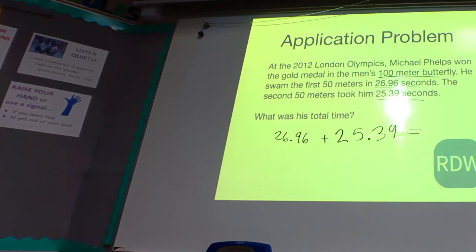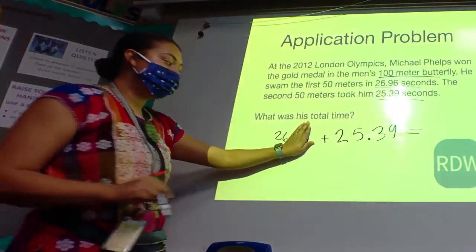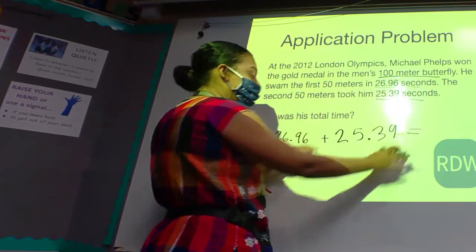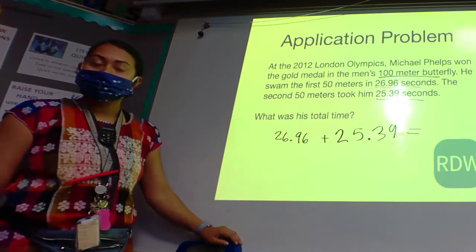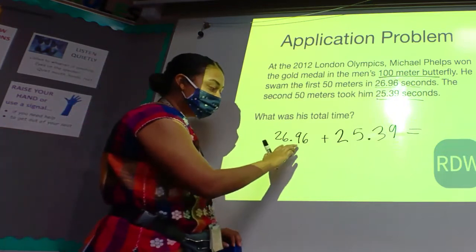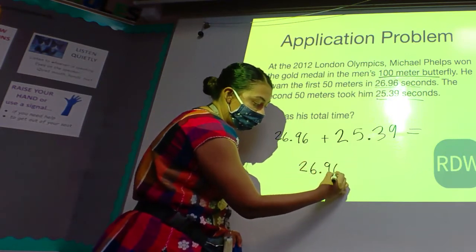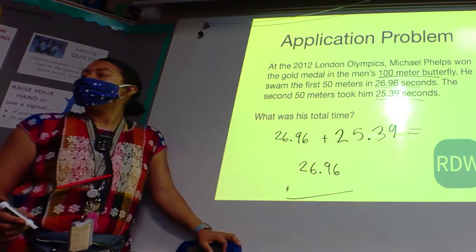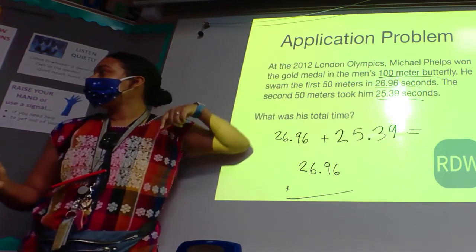Okay, so now we just need to add, right? If we didn't have the decimals, we would just have 26 seconds plus 25 seconds, right? But we have our tenths and hundredths, so we need to line up our place values vertically. So let's line them up. So first, let's put 26 and 96. For our application problem right at the bottom.